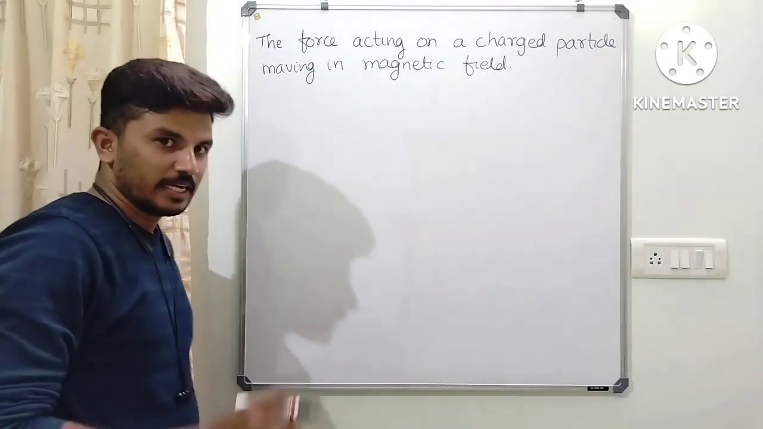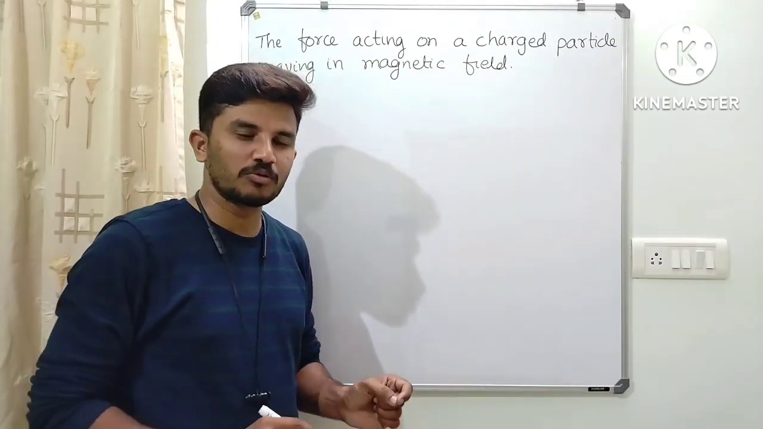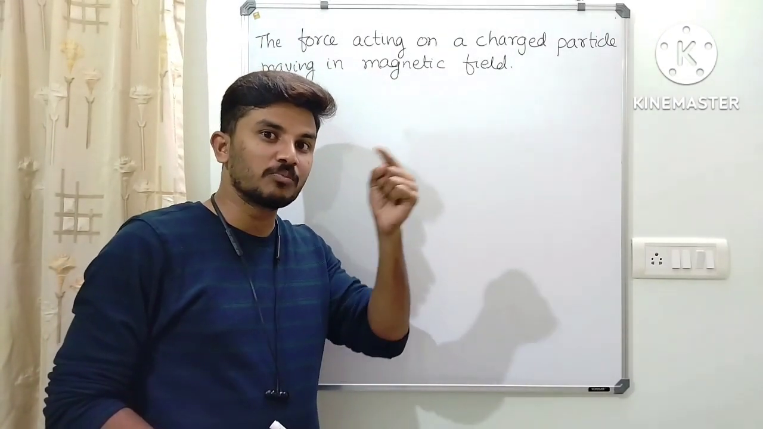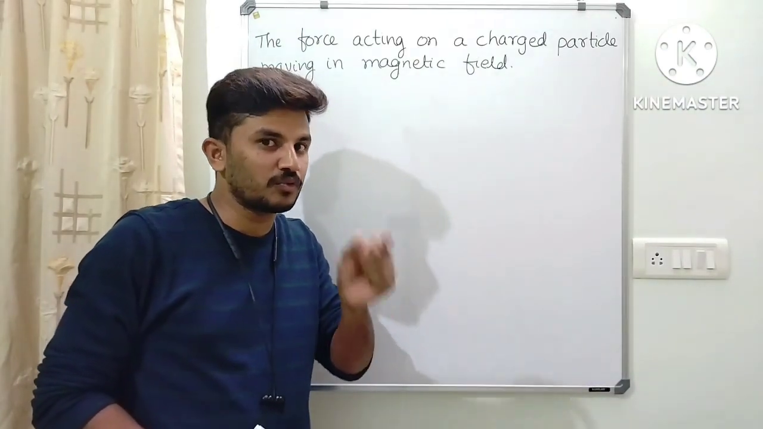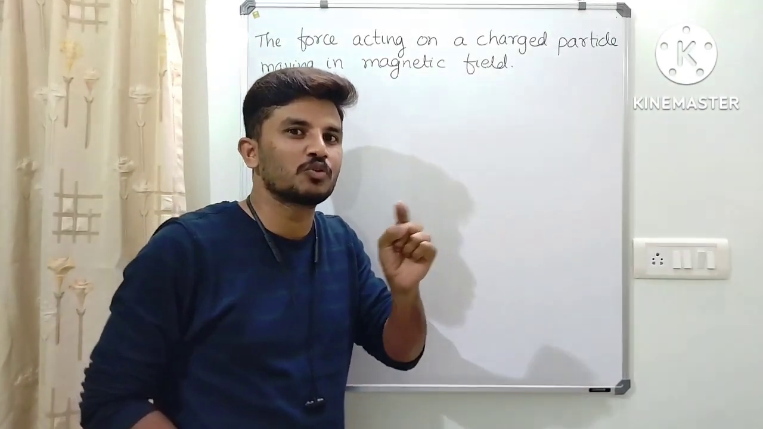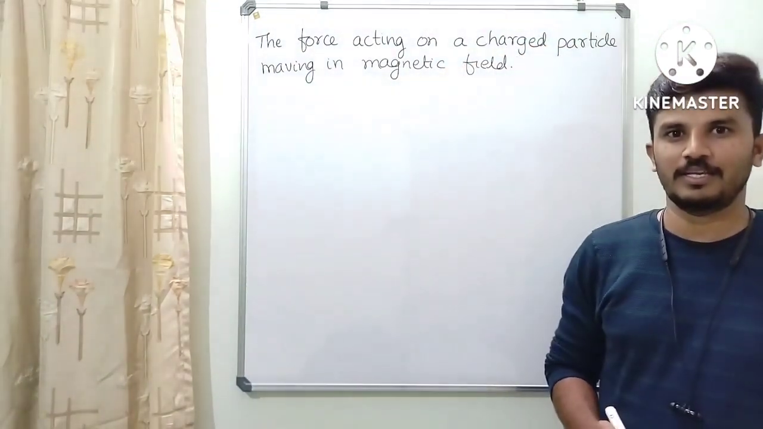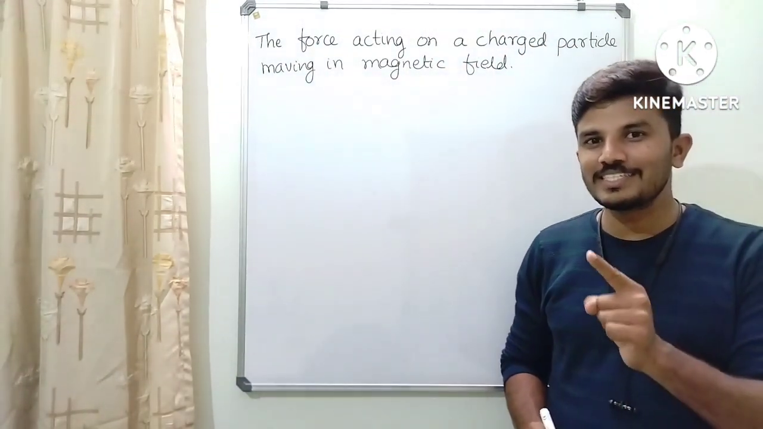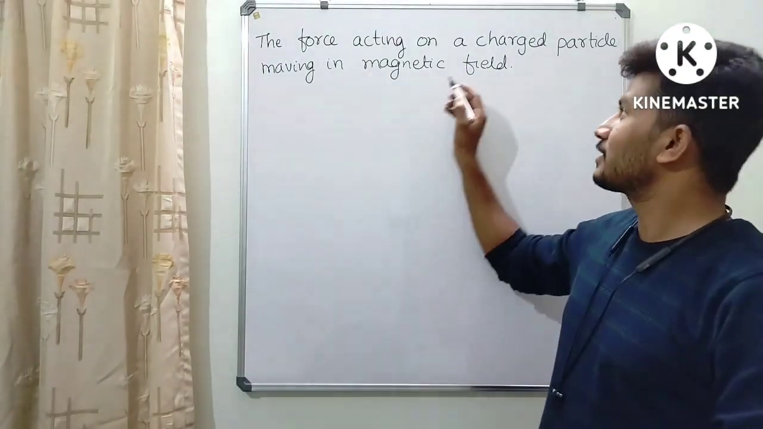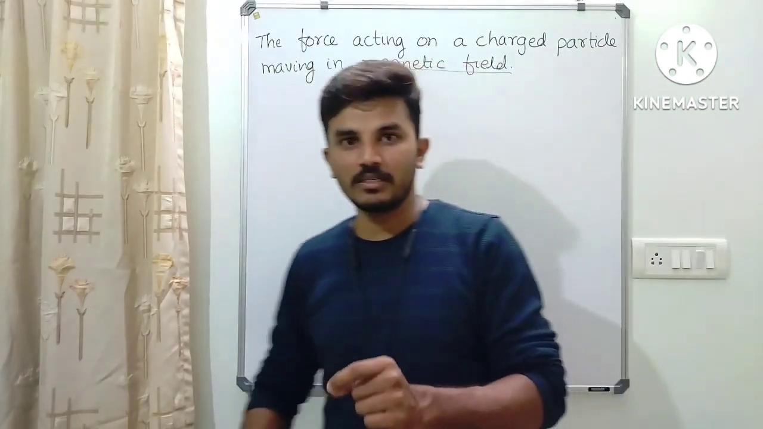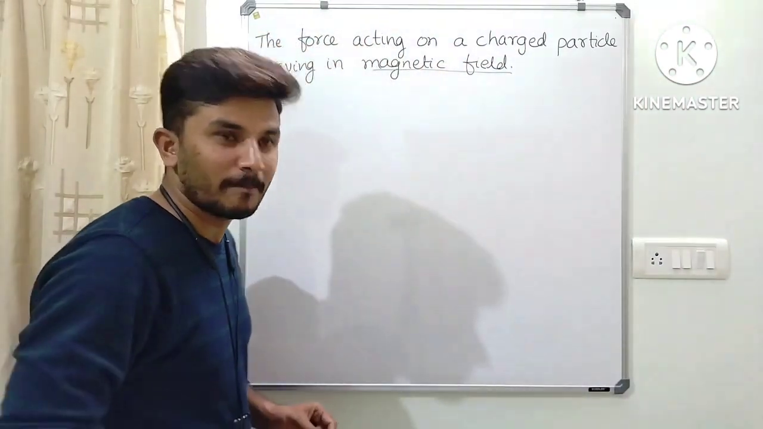Okay. Dear students, we have already learnt about the force experienced by a charged particle placed in an electric field, that is given by F is equal to 1 by 4 pi epsilon Q1 Q2 by R square, that is also called Coulomb's force. Here the field is not electric field but the magnetic field. Let me consider the uniform magnetic field here.